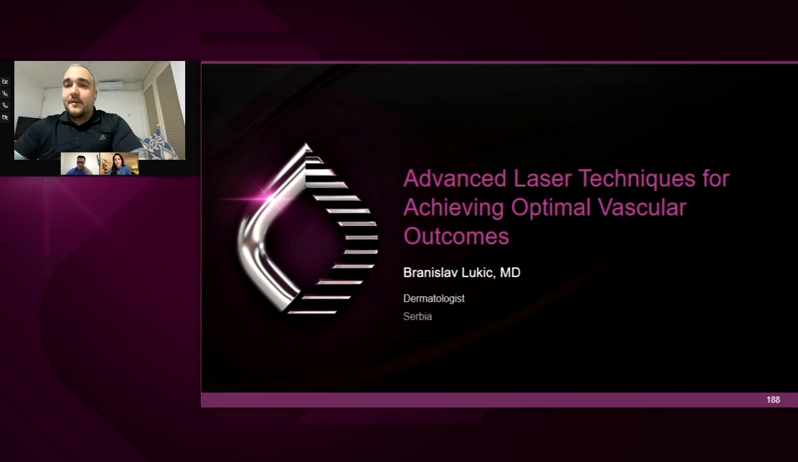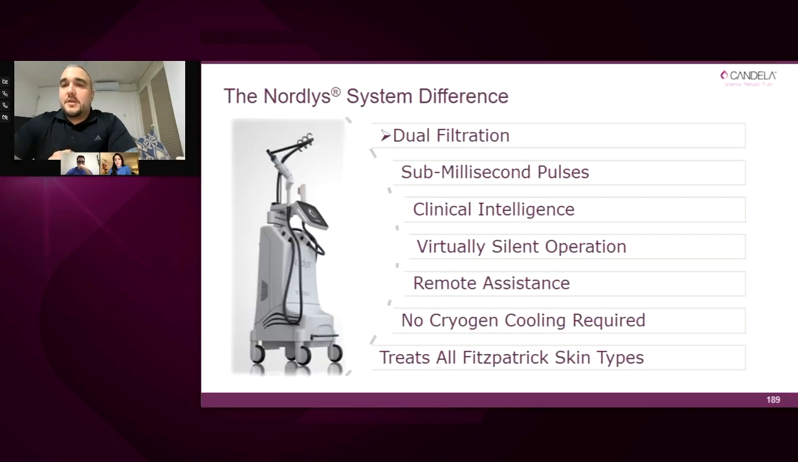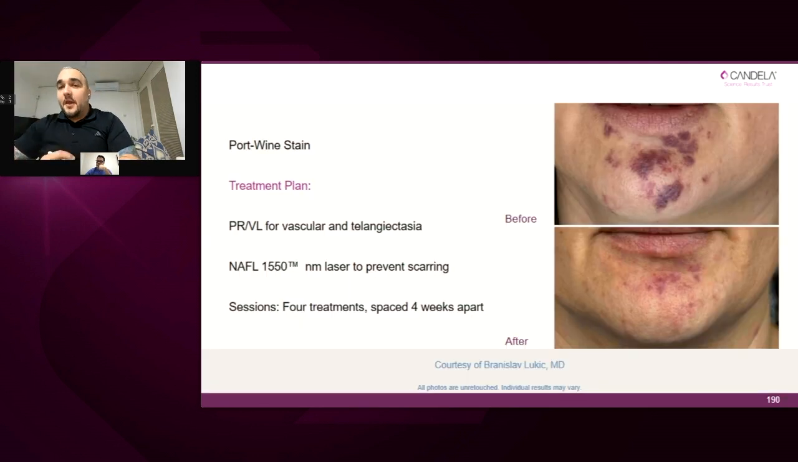do the cases. So just to again reconfirm, the Nordlys system has dual filtration, sub-millisecond pulses, clinical intelligence, silent, remote assistance, and no cryogen required, and treating, of course, all Fitzpatrick types. Okay, so this is the adult port wine stain, as Jelena said.